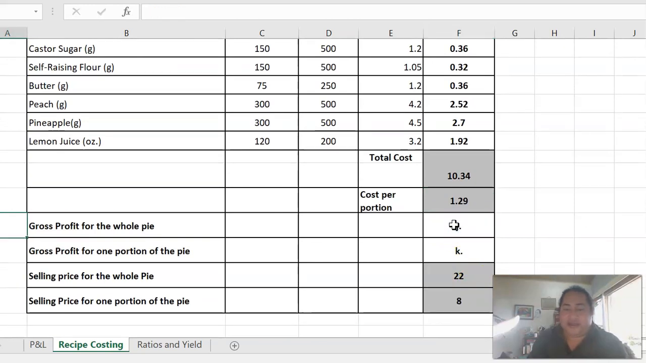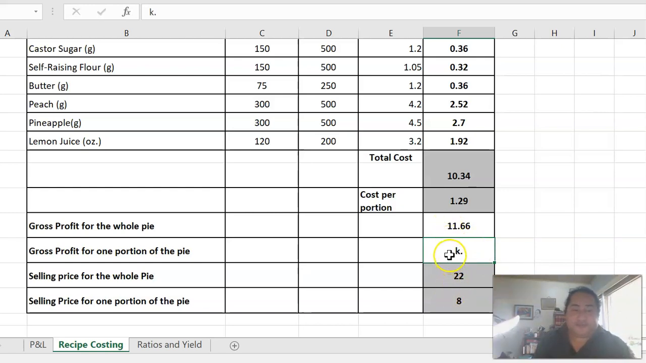Now let's look at how I calculate the gross profit of the whole pie. We're selling the pie for $22, and the cost of our pie is $10.34. How much gross profit? So we do equals. Remember, you have to use the formula bar. 22, which is F17, minus $10.34. Enter. So our gross profit is $11.66. When you take out the labor, electricity, etc., then you'll get your net profit.